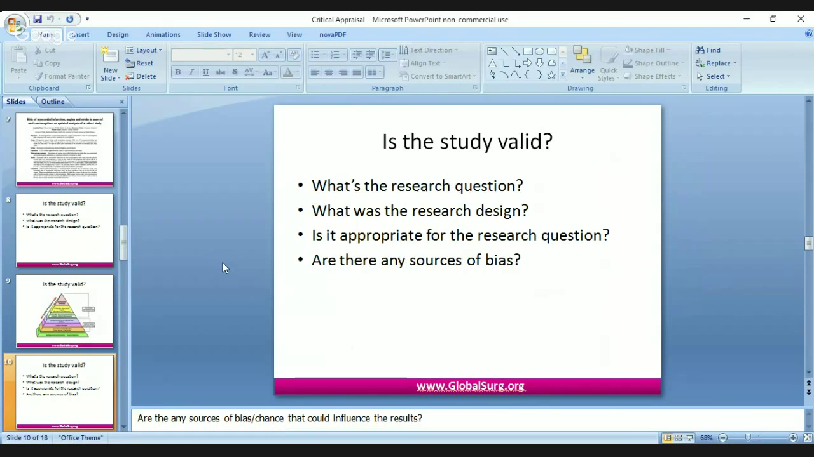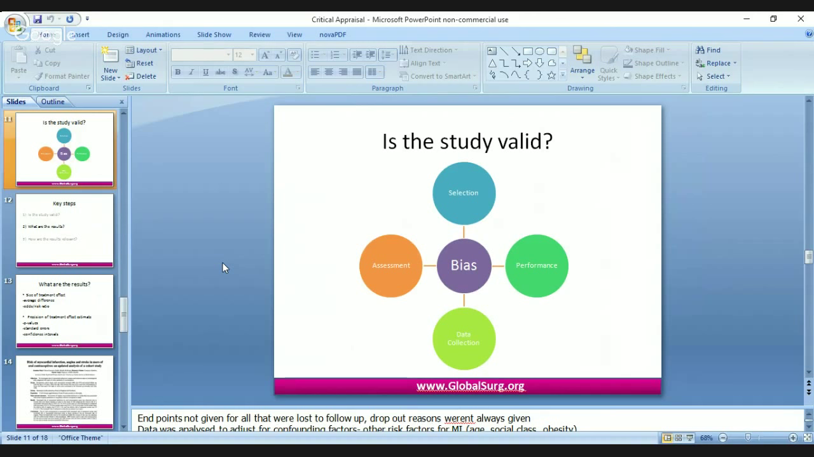So this next slide is just a quick mind map of types of bias that might come up in papers. Can everyone see this? I just want to make sure that the slides are catching up to what I'm saying.